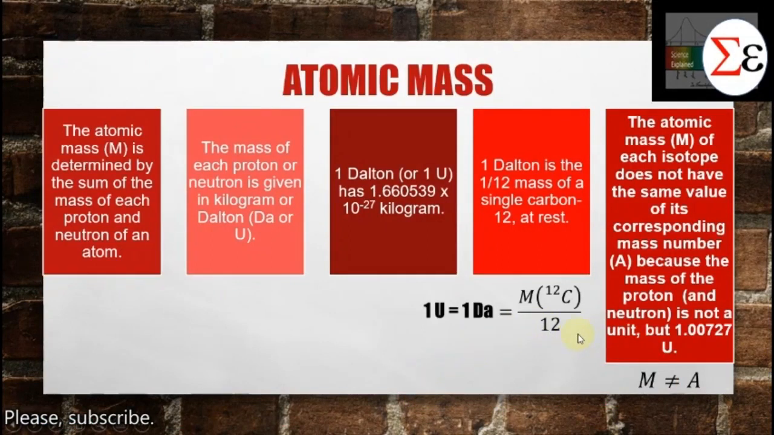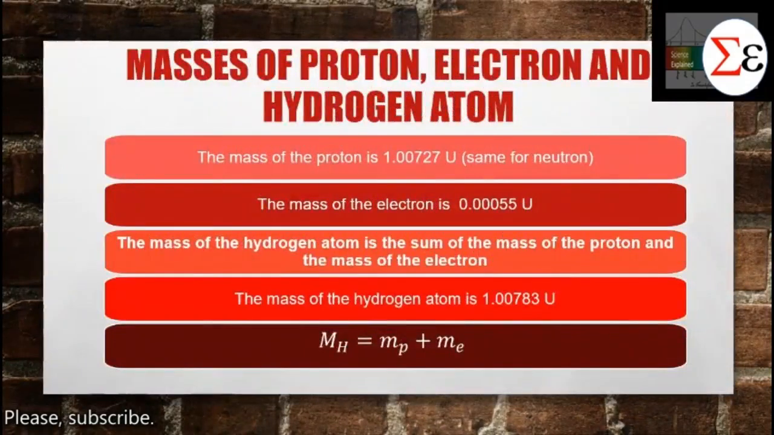Then, the atomic mass of each isotope does not have the same value as its corresponding mass number, because the mass of each proton and neutron is not a unit, but 1.00727 u. Then, M is different from A. As we said before, the mass of the proton is 1.00727 u, same for the neutron.